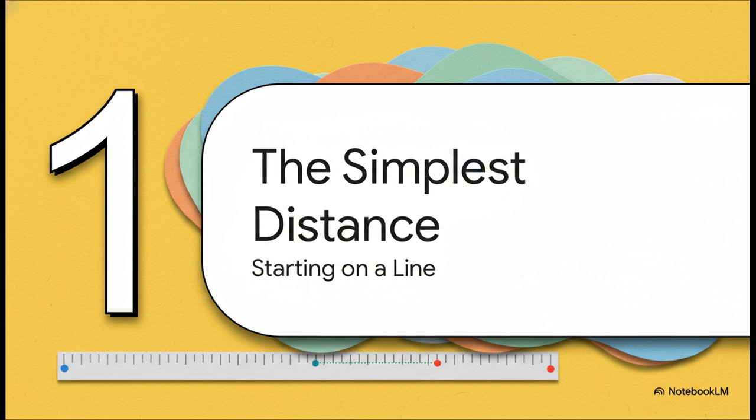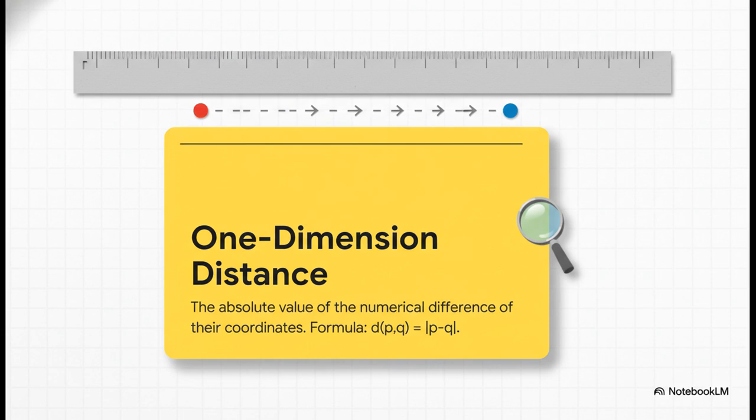All right, first up, let's start in the easiest place you can possibly imagine, a single straight line. Think of it like a ruler or a number line from math class. So, say you've got a point at position 3 and another one at position 8. The distance? Well, it's just 8 minus 3, which is 5. Super simple. And those absolute value bars, they just mean that distance is always positive, right? You can't have like -5 steps of distance.